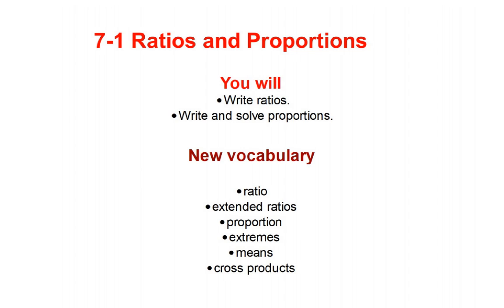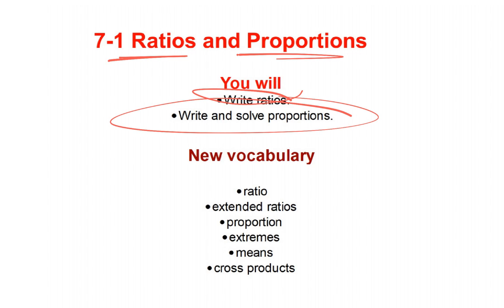It's recording now. All right, 7-1 is all about ratios and proportions. We're going to write ratios, and we're going to write and solve proportions. You can't solve a ratio, but you can tell if two ratios are equal.